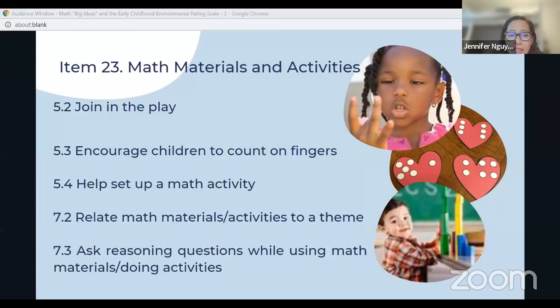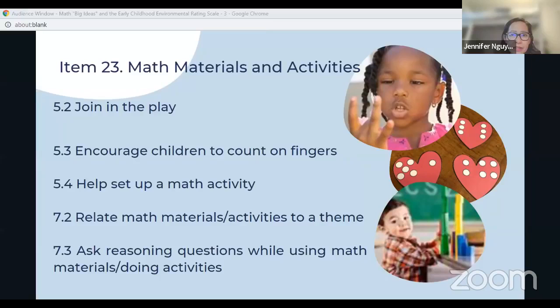A lot of math activities, 5.4, are not naturally understood by the children in terms of how to use them. So if you have a cool new math game from Lakeshore and it has pieces and a board and directions and a timer and all this stuff, it's most likely the child's not going to know how to use it. So they want to observe that you are helping them set up a math activity or understand how to use a math material. And again, we're talking about math items here. There's going to be more information about non-math items later.